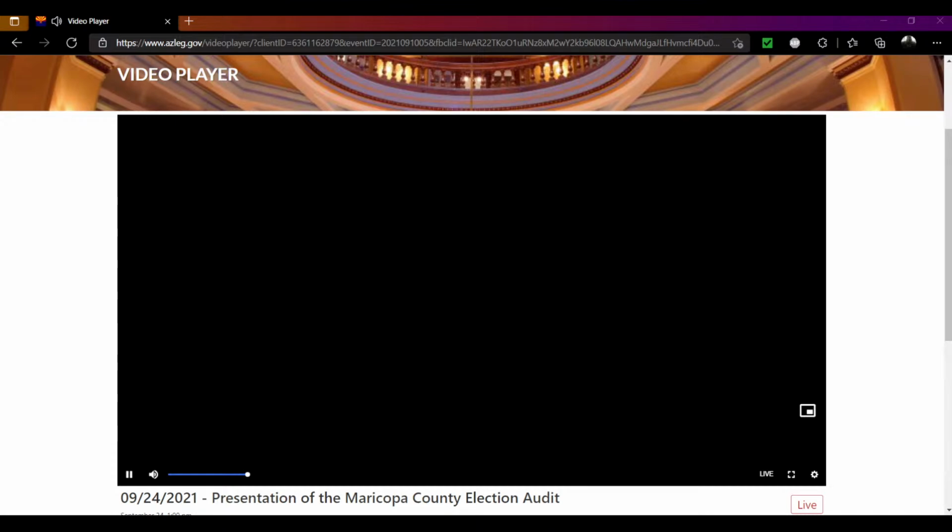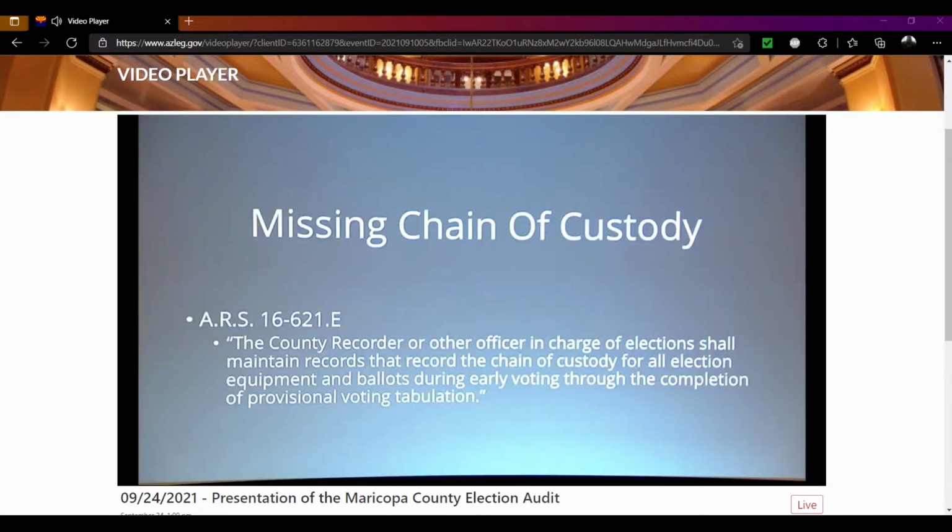The next slide is missing chain of custody. ARS 16621 says that the county will maintain a chain of custody for all election equipment and ballots during early voting, which is kind of the beginning of an election, through the completion of provisional voting tabulation, or kind of the end of processing ballots. The Senate requested this chain of custody. The county provided a very detailed chain of custody of the ballots that we did receive, but we never received a chain of custody all the way back to the election period, as this statute requires.